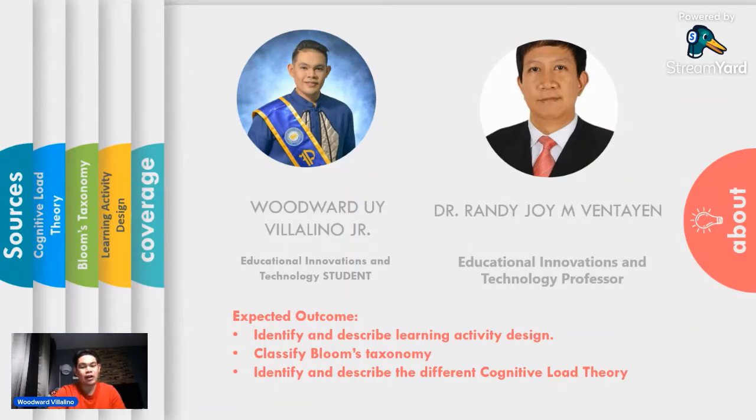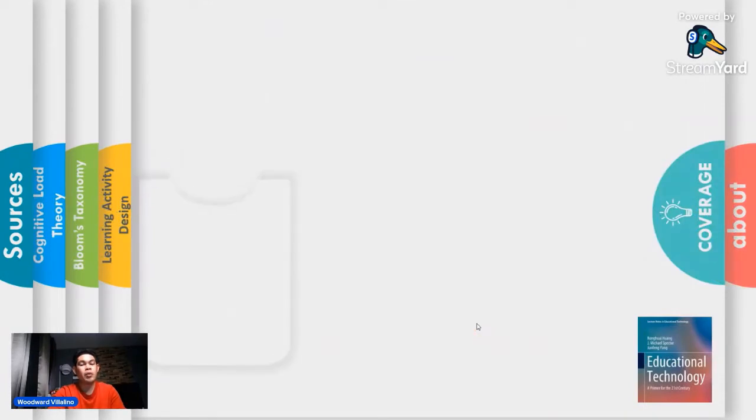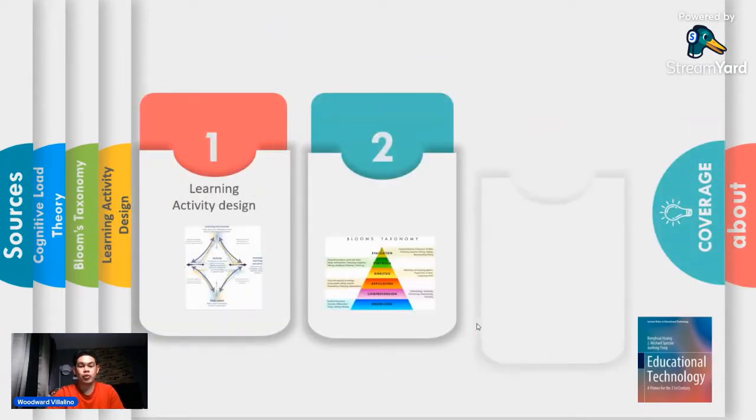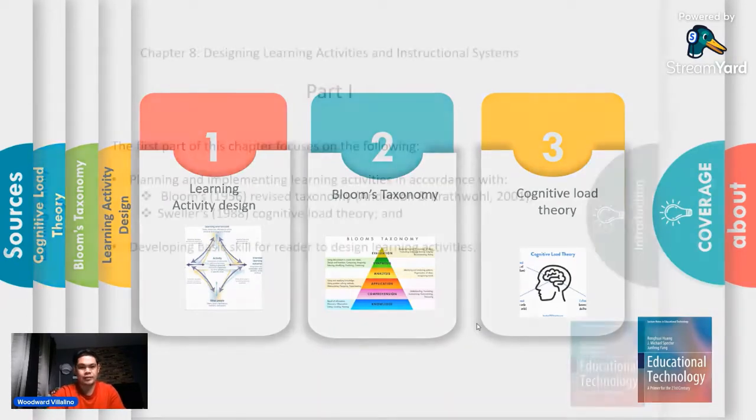So the expected outcome for this topic is that we'll be able to identify and describe the learning activity design, to classify Bloom's taxonomy, and to identify and describe the cognitive load theory. The coverage will be divided into three topics. First, the learning activity design. Number two, Bloom's taxonomy. The third, the cognitive load theory.